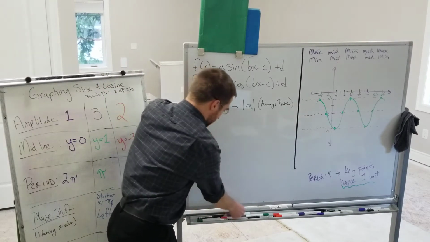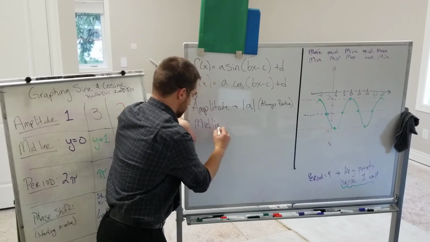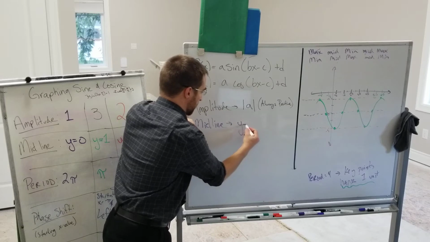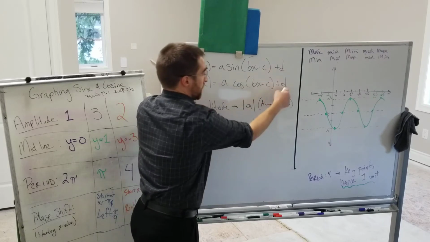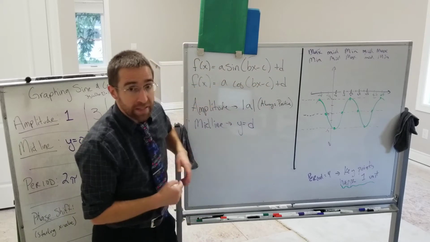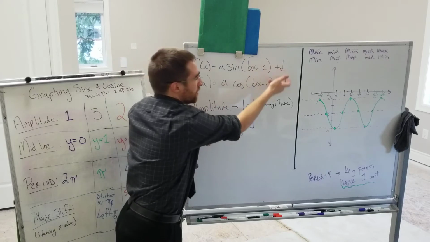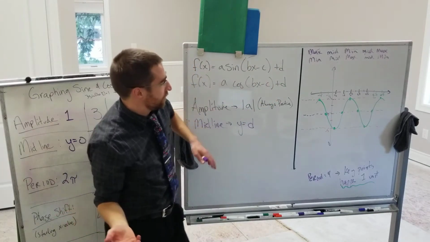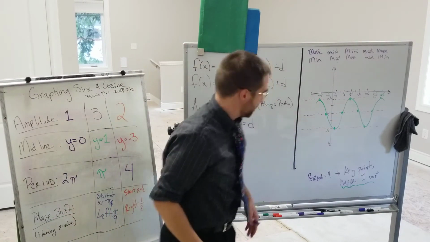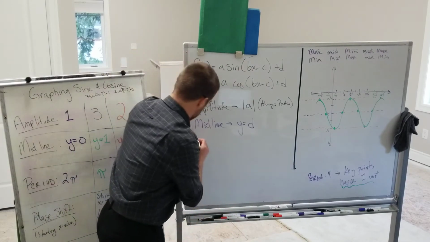The midline is going to be y equals d. Because we're adding that number at the end, whatever this number is tells you what your midline is. If it's plus 5, midline's y equals 5. If it's minus 2 out here, your midline's y equals negative 2. If it's minus 3, it's y equals negative 3. Okay, that's our midline.